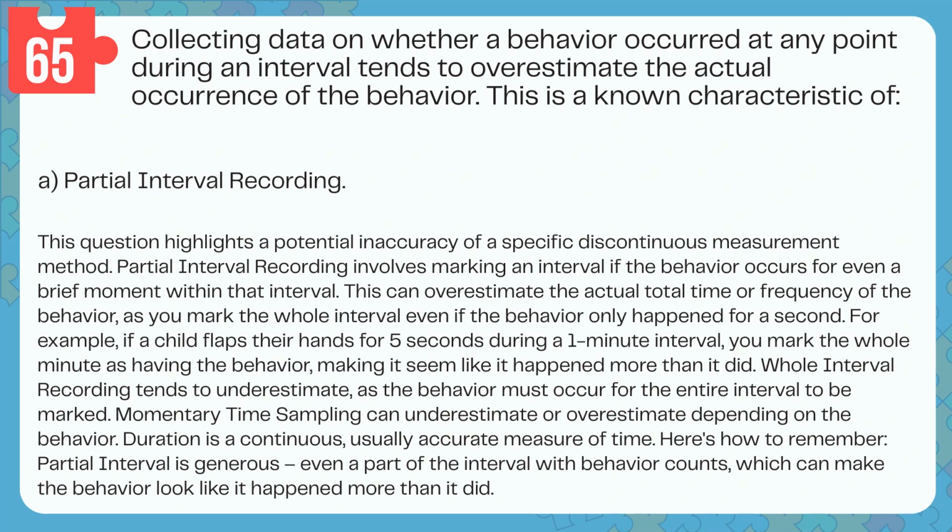For example, if a child flaps their hands for 5 seconds during a 1-minute interval, you mark the whole minute as having the behavior, making it seem like it happened more than it did. Whole interval recording tends to underestimate, as the behavior must occur for the entire interval to be marked. Momentary time sampling can underestimate or overestimate depending on the behavior. Duration is a continuous, usually accurate measure of time. Here's how to remember. Partial interval is generous, even a part of the interval with behavior counts, which can make the behavior look like it happened more than it did.